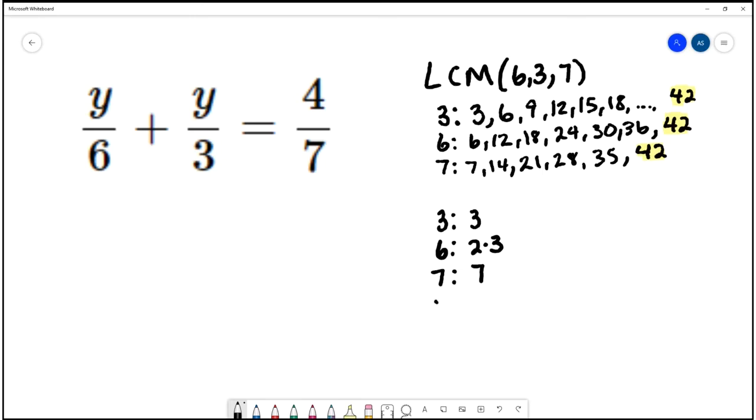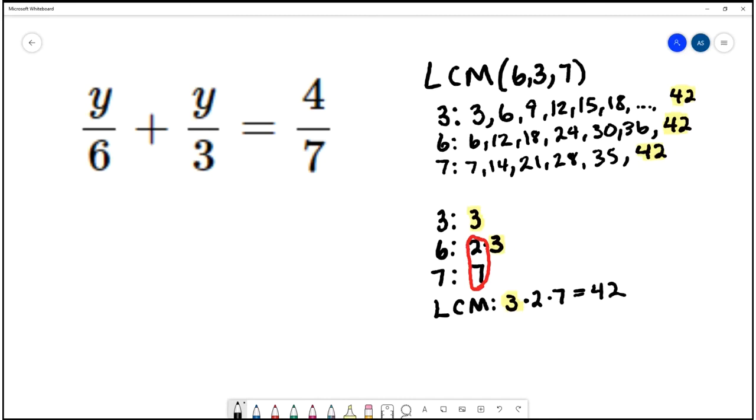Once you've written out the prime factorizations, you can choose factors that are in common. You can see that we have a 3 in common. And so that 3 is going to be used in our least common multiple, but only once. Then you're going to choose all of the factors that weren't in common and use those in your least common multiple as well. So our least common multiple is 3 times 2 times 7, which is 42.